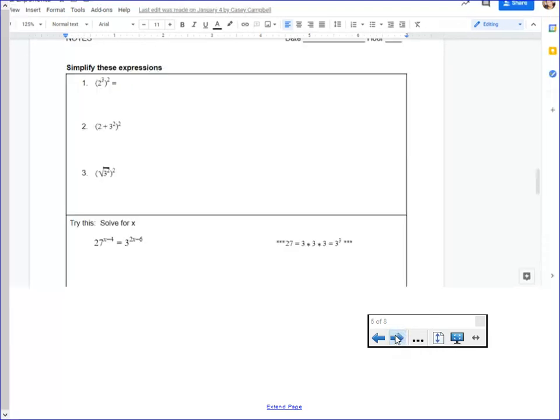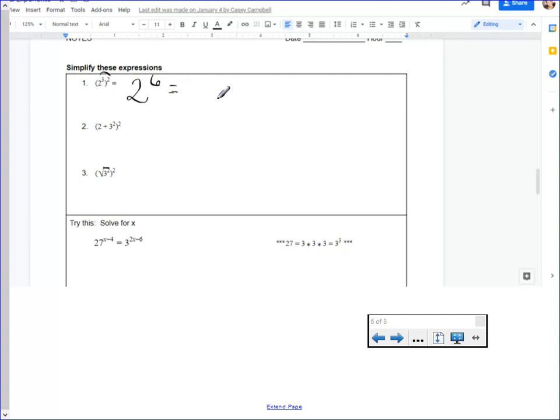Moving on. It says simplify these expressions. So this is power to power. That means if you have something that has an exponent and you want to take it to another exponent, you multiply. So on the first one, all you have to do is multiply my exponents times each other, 3 times 2. So what is 3 times 2? 6. So that's 2 to the 6th power.